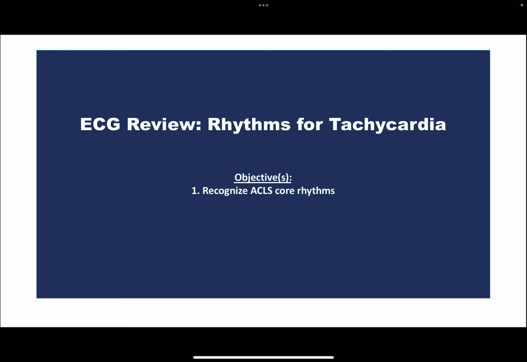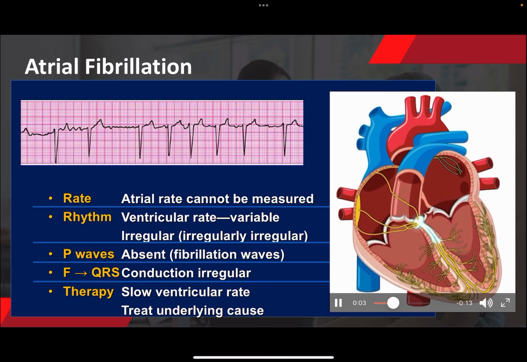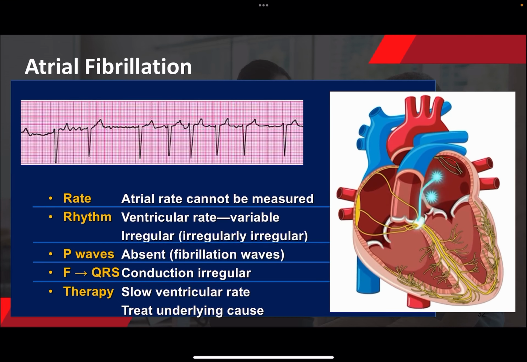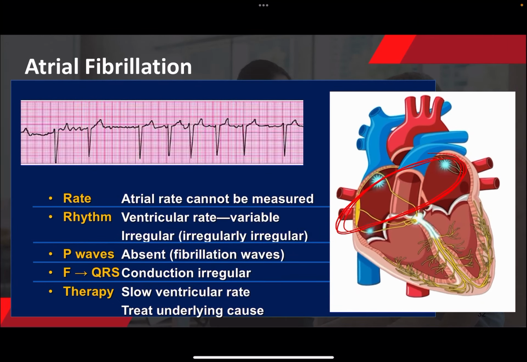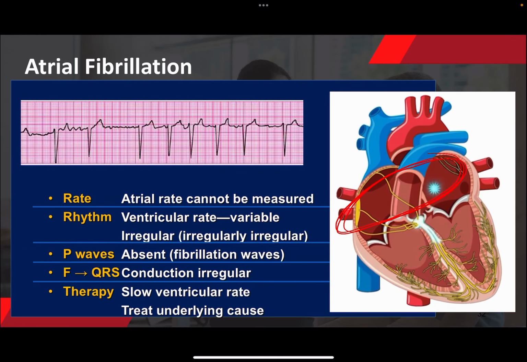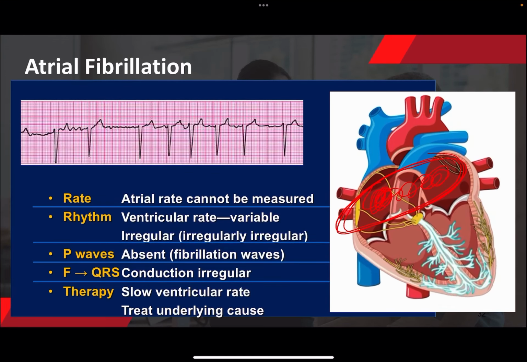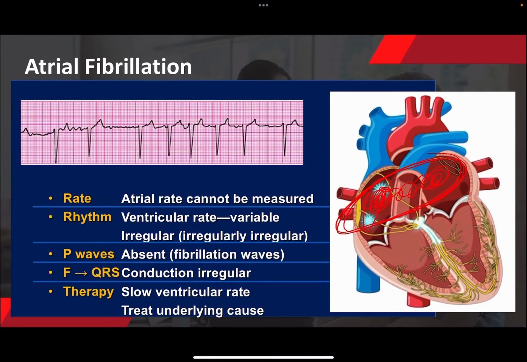Okay, now let's move on to the rhythms for tachycardia. One of the rhythms under the tachycardia algorithm is atrial fibrillation. So you would see that your atrial activity here is chaotic. It's pumping uncontrollably. So your atrium is quivering. If you visualize this, if your atrium is doing this, there would be no blood refilling this area to pump down to the ventricles.